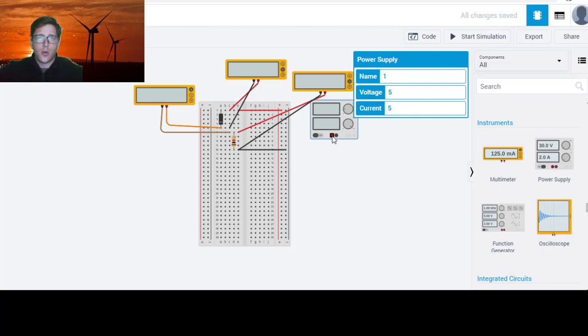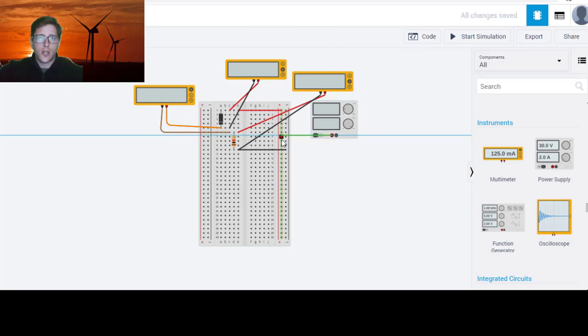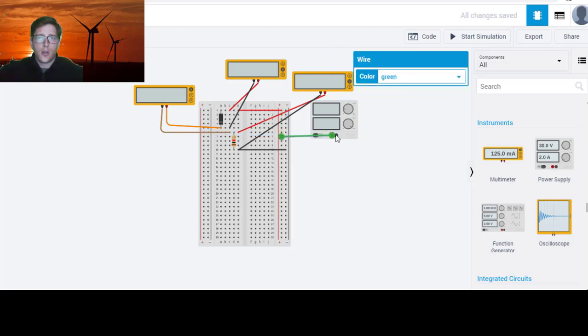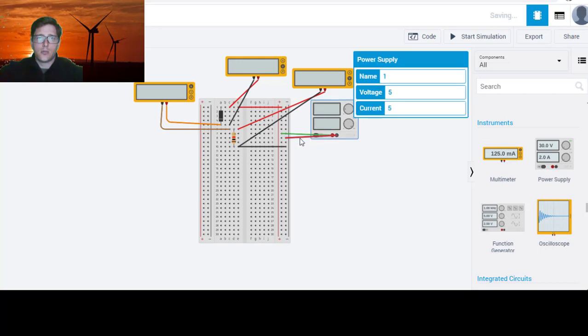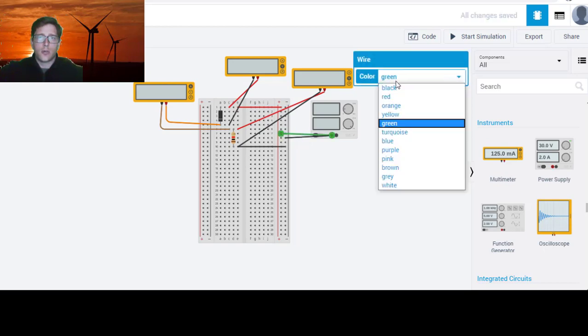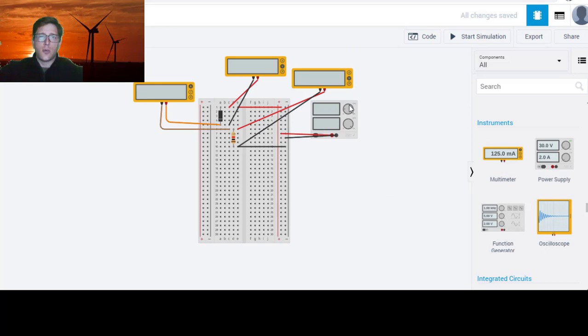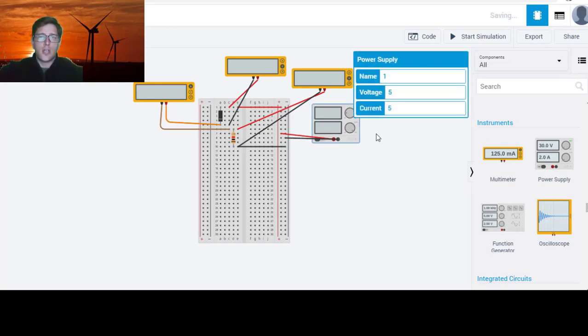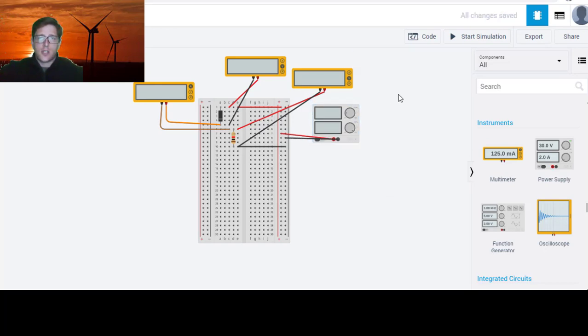Okay, so here we go. We're going to hit positive to positive, and we're going to go negative to negative. This is black, so that's negative, and this one right here is red. So there we go. Now we have positive to positive, negative to negative.